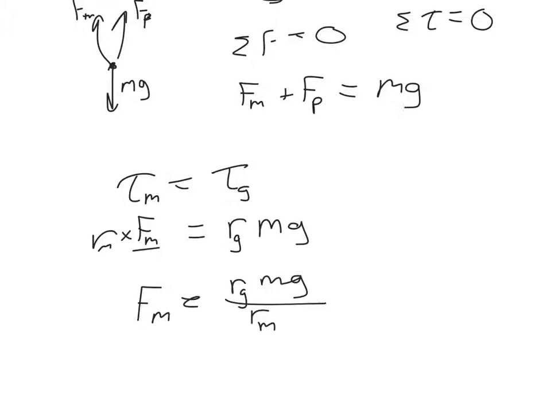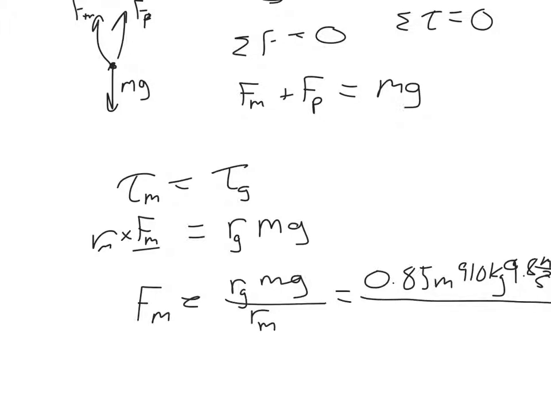And we have all of those things, so we can plug them in. The radius at which gravity acts, it was the bucket. And gravity here is only acting on the mass that we were given, which is the bucket. So 0.85 meters. The mass of the bucket is 910 kilos. And of course gravity is 9.8, like so. And then the dude's radius, he acted at 3.6 meters. So we should be able to plug that in the old calculator.